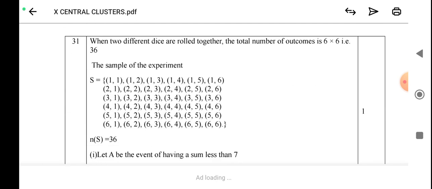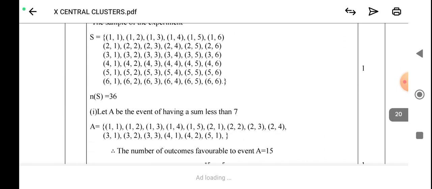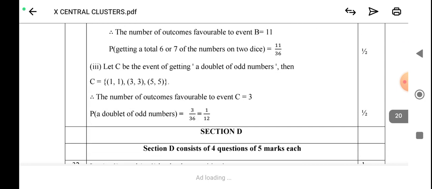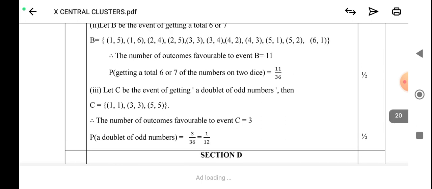My 31st question, easy, probability. Sum less than 7, total 6 or 7. Doublet of odd numbers. A doublet is 6, we know: 1 1, 2 2, 3 3, 4 4, 5 5, 6 6. Doublet of odd numbers: 1 1, 3 3, 5 5. So 3 chances. Doublet of even numbers is also 3: 2 2, 4 4, 6 6.